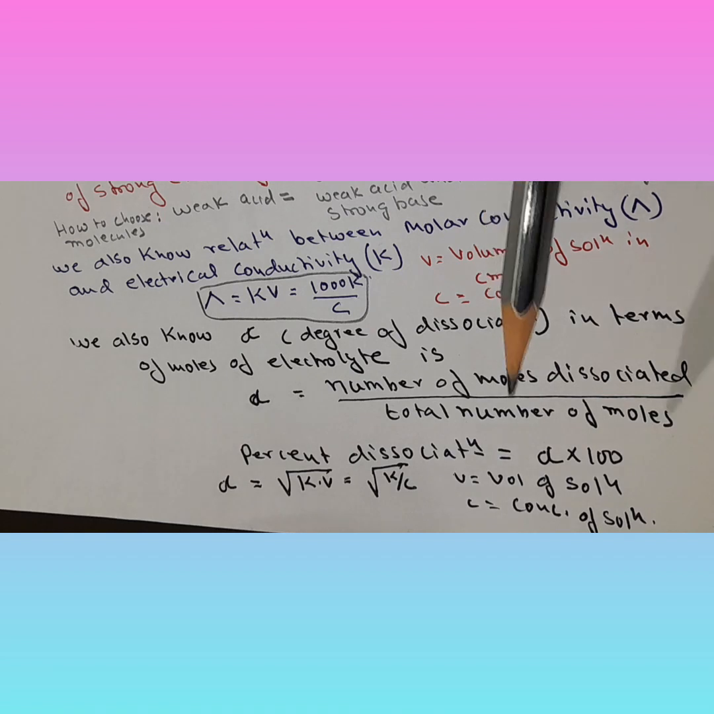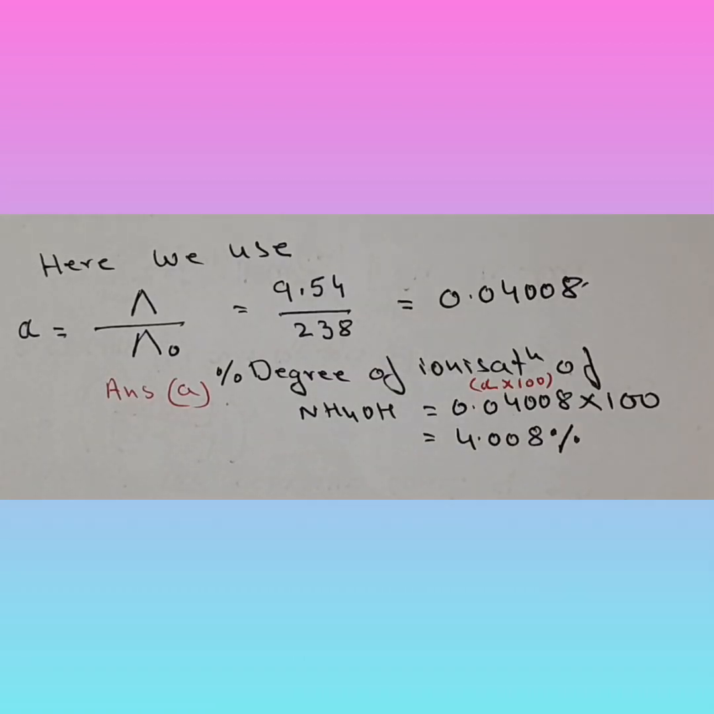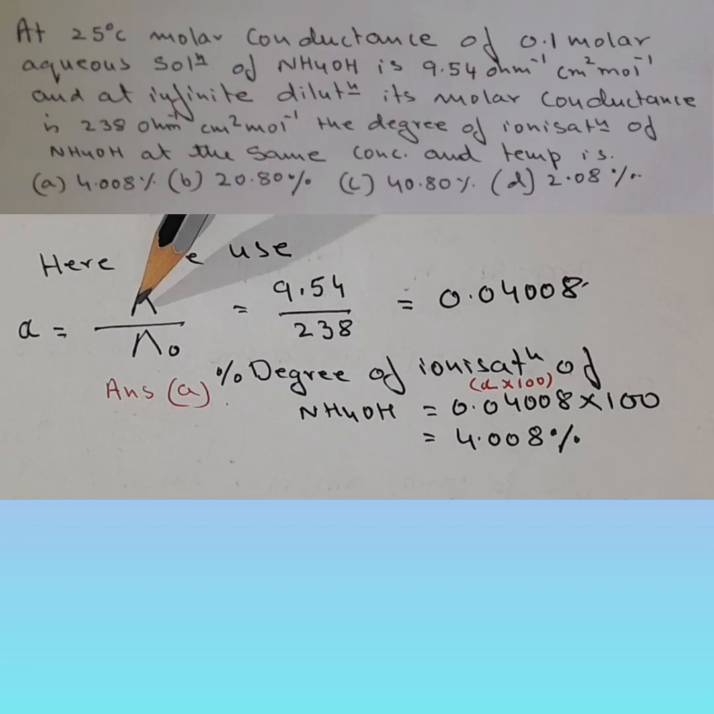I hope this revision helps you in giving you some idea about other numericals of these types. Okay, now let's get into our solution. In terms of moles of electrolyte, degree of dissociation was the number of moles dissociated divided by the total number of moles taken. Now here the situation is, it is molar conductivity divided by molar conductivity at infinite dilution, the value of which is given: it is 9.54 divided by 238. Now when you do this, this is the value you get.